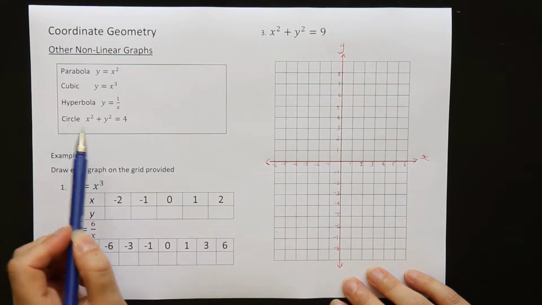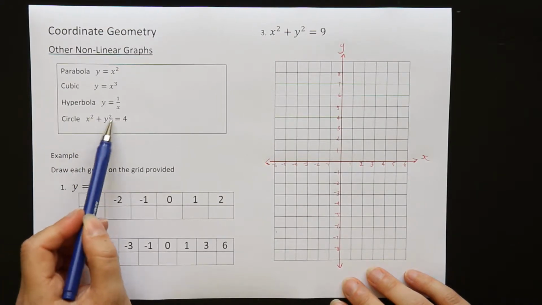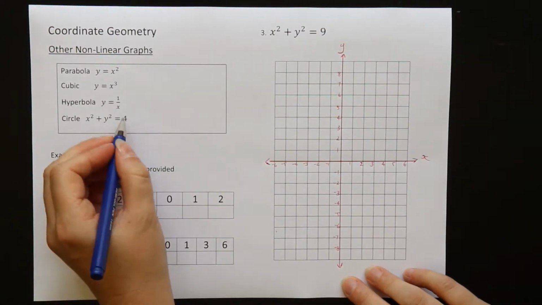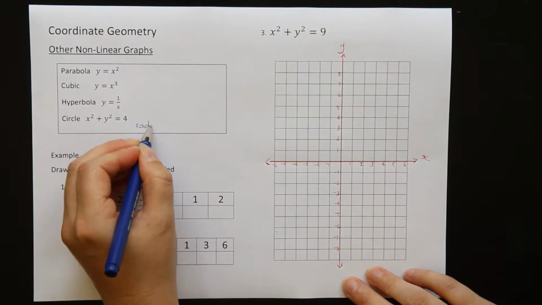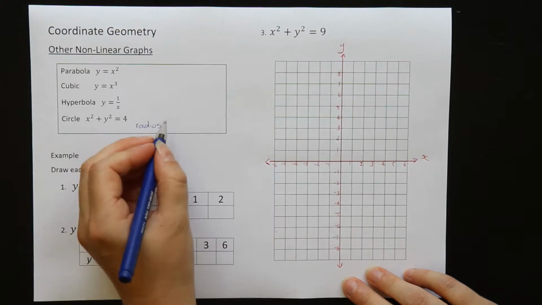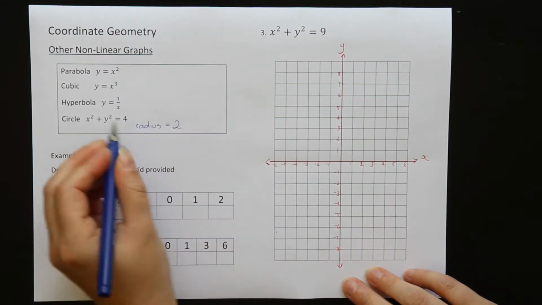Now for the circle, the x and the y are both squared. So you have x squared plus y squared equal to some number. The number on the end tells you the radius. The radius is not equal to that number, the radius is the square root of that number. So for this question, the radius would be 2.